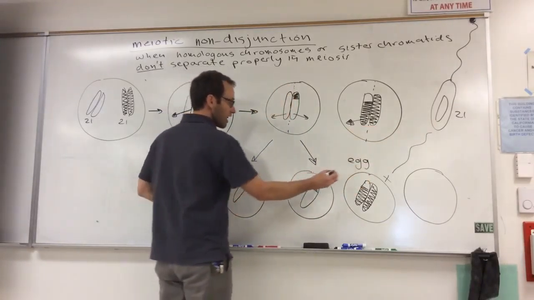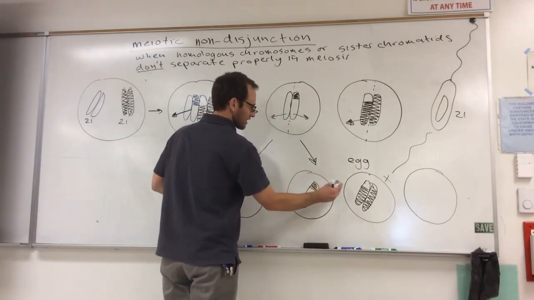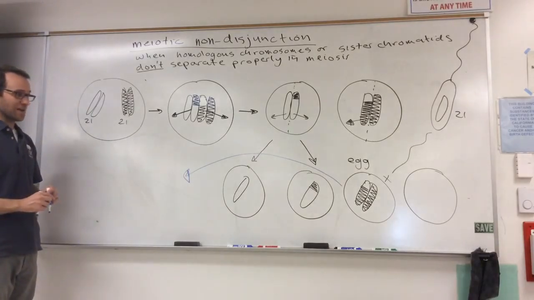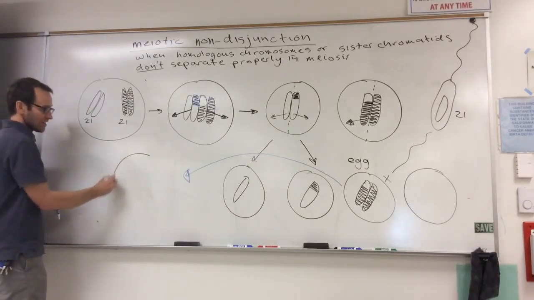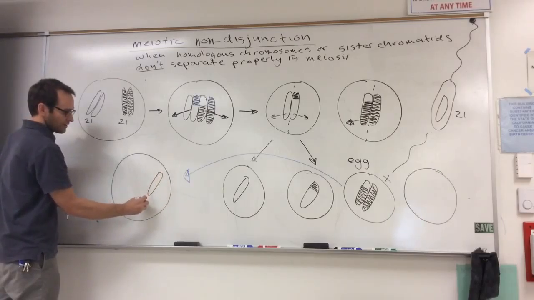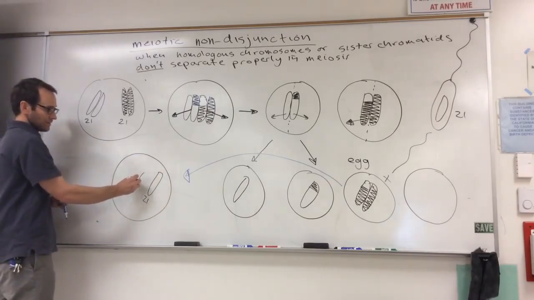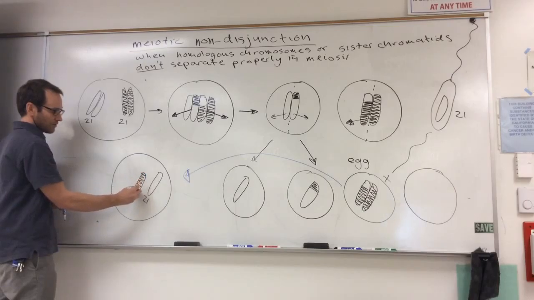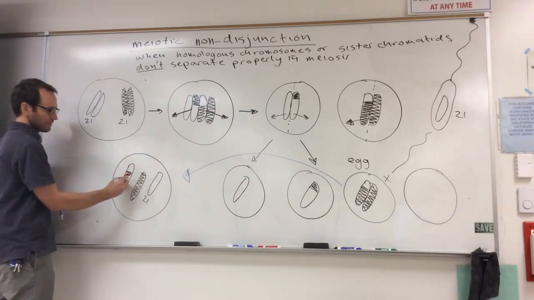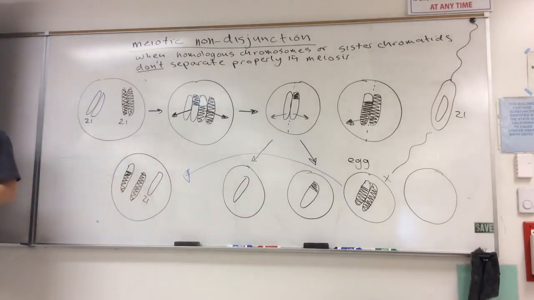So if you were to draw, let me just use a different color here to indicate this, the cell that results from that fusion, the cell would look like this. One chromosome 21 from dad, one chromosome 21 from mom, and a third chromosome 21 from mom as well.